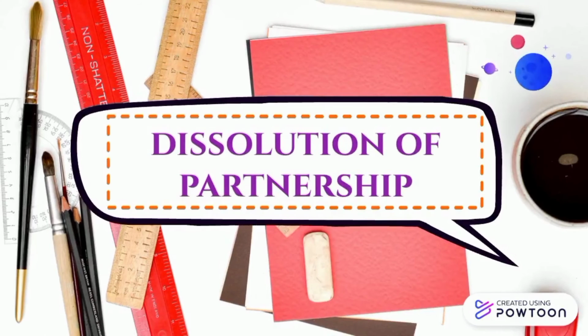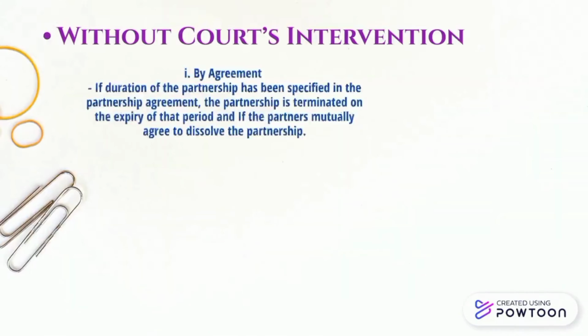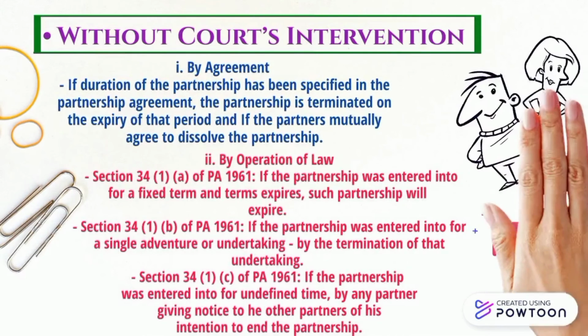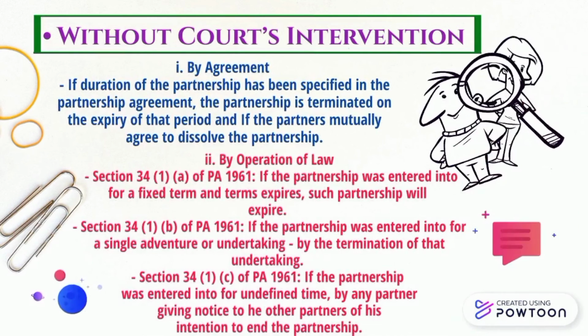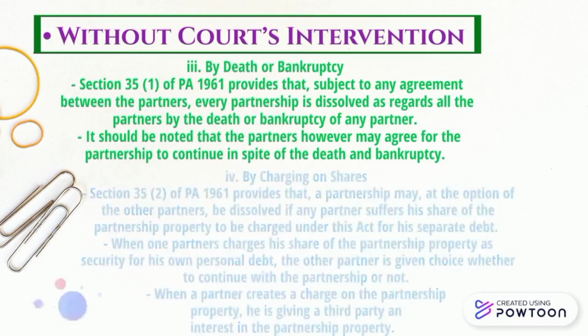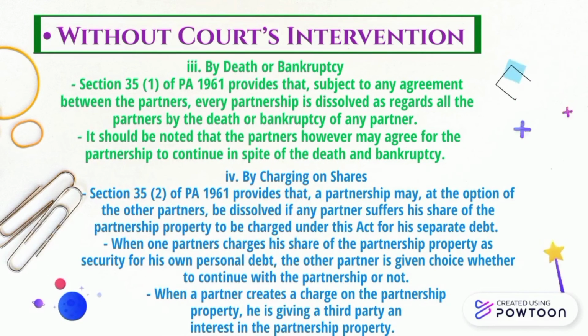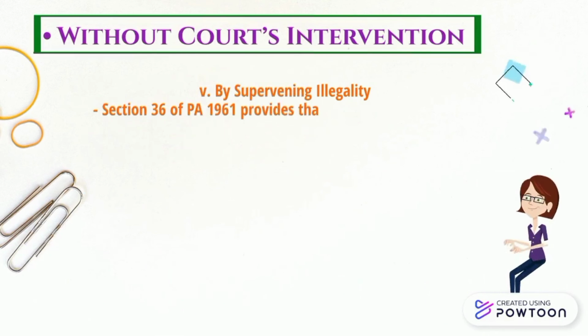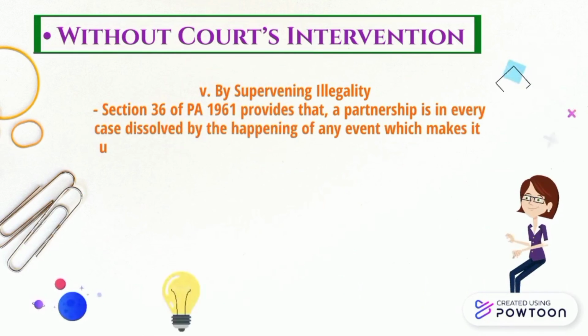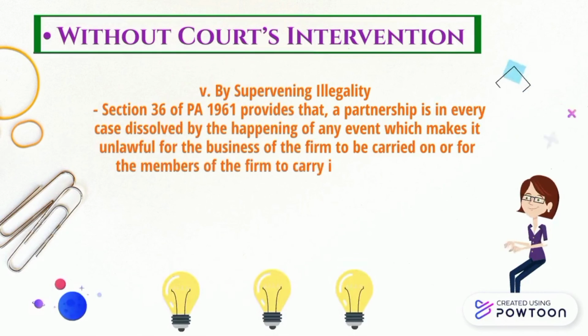Next, I'm going to discuss the dissolution of the partnership. Based on without court's intervention, the first one is by agreement and the second one is by operation of law, which is divided into three: Section 34, Subsection 1, Subsection A, Subsection B, and also Subsection C. The third one is by death or bankruptcy, and the fourth one is by charging on share. Last but not least is by supervening illegality as stated in Section 36 of Partnership Act 1961.